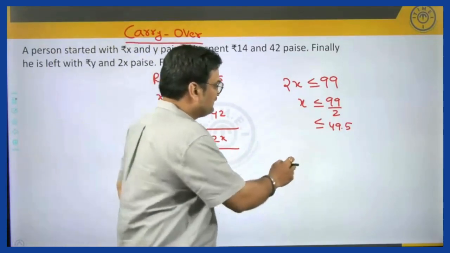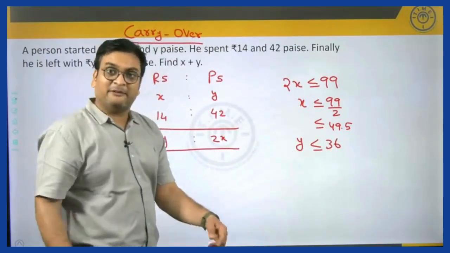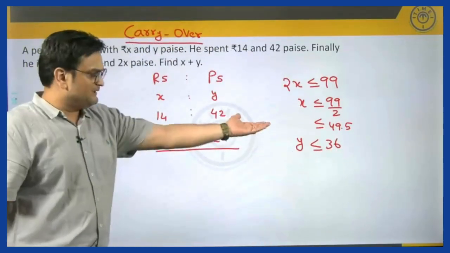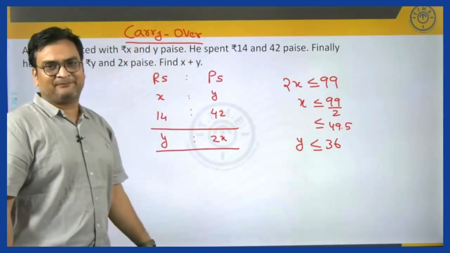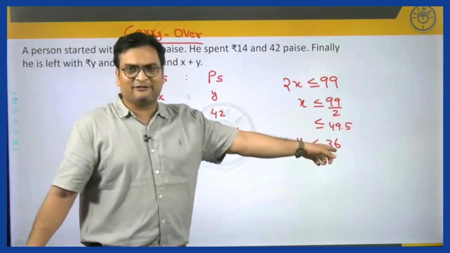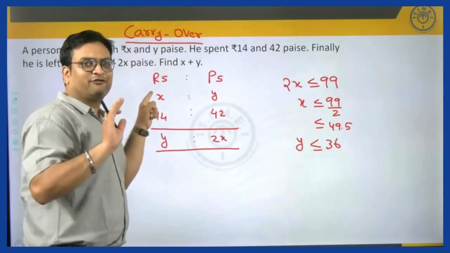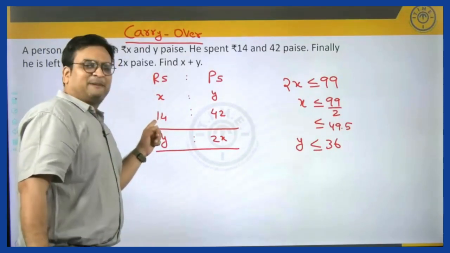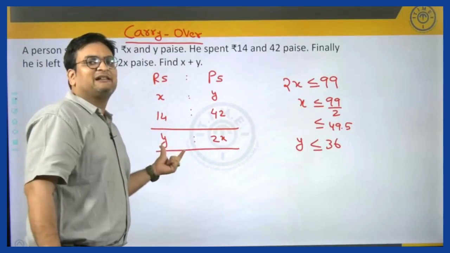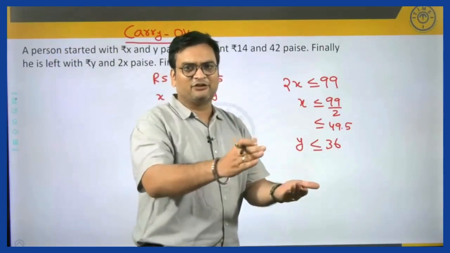So I may say the value of Y will have to be less than or equal to 36. I'm including 36 also. Maybe it's not even possible, but Y will definitely be less than 40, we may say. We are sure about it, right? Because Y is less than or equal to 36. How did we get this? I started with some amount less than or equal to 49.5, so less than or equal to 50, let's say. I spent 14 rupees. 50 minus 14, I'll get at best 36. So thus the value of Y has to be less than or equal to 36.